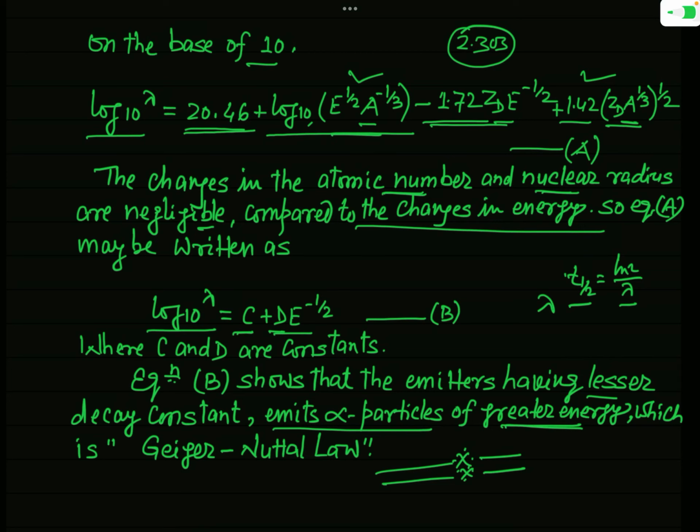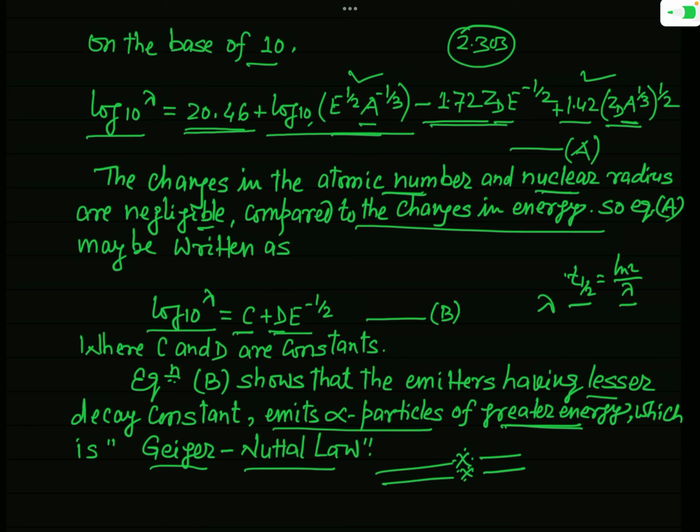And this fact is simply known as the Geiger-Nuttall law. So on the basis of Gamow's theory, you can see we can derive the Geiger-Nuttall law, and the Geiger-Nuttall law is an experimentally verified law. So since Gamow's theory agrees with the Geiger-Nuttall law, this is an experimental proof of Gamow's theory. So I hope you have understood Gamow's theory of alpha decay.